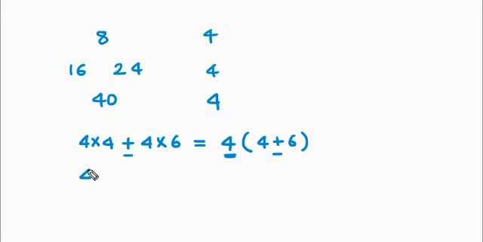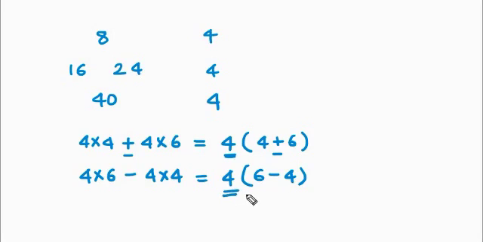Same way we can show this. 4 into 6 is 24 minus 4 into 4 is 16. It's going to be equal to 4 common from both, in the bracket the non-common term which is 6, minus the non-common term here which is 4. 6 minus 4. And because 4 is a factor, this number is definitely going to be divisible by 4. So to reiterate our rule, if two numbers are divisible by a number, then the difference of these two numbers is also divisible by that number.